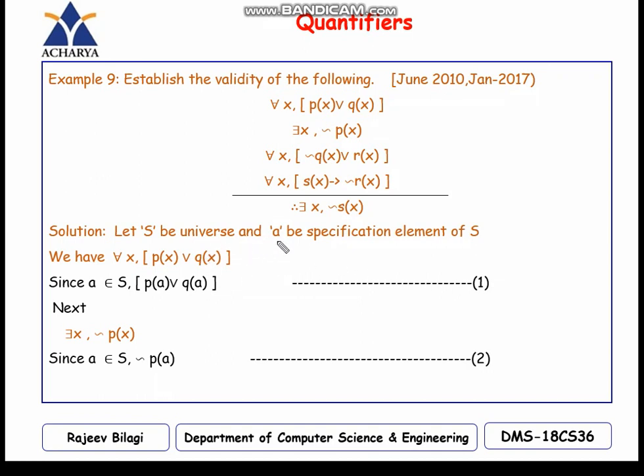Now look at this particular problem. Let S be an inverse and A be a specification element of S. Okay, fine. So now we have for all x, P of x is the first statement I am taking. For this I can write for A belongs to S, that is P of A or Q of A. I will call this equation 1. Second one is for some x, negation of P of x. Since A belongs to S, I can write negation of P of A. I will call this equation number 2.